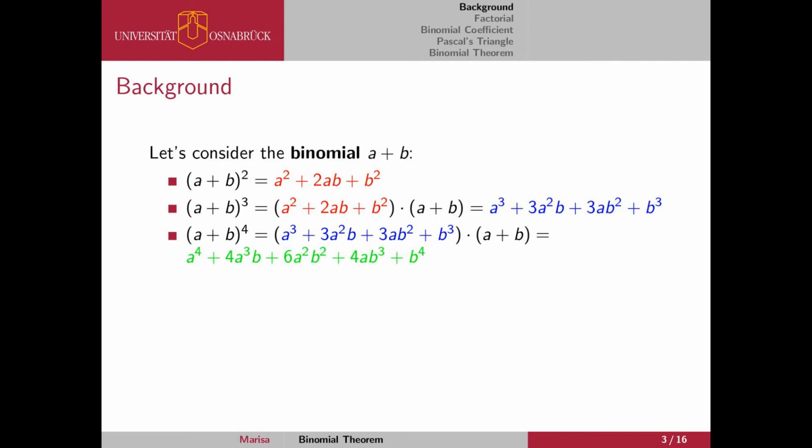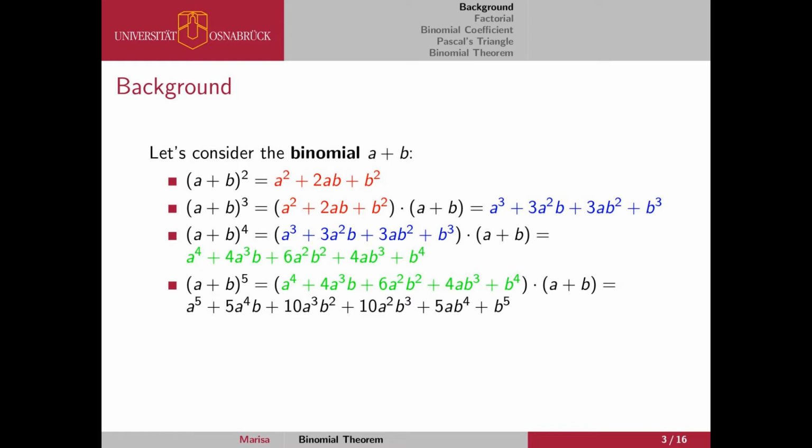And if we do this once more, so for (a plus b) to the power of 5, we will get a to the power of 5 plus 5a to the power of 4 b plus 10a to the power of 3 b squared plus 10a squared b to the power of 3 plus 5ab to the power of 4 plus b to the power of 5. And we could continue with this forever. The terms would always get longer and longer. This is quite interesting actually.